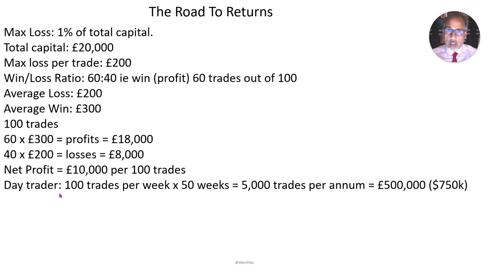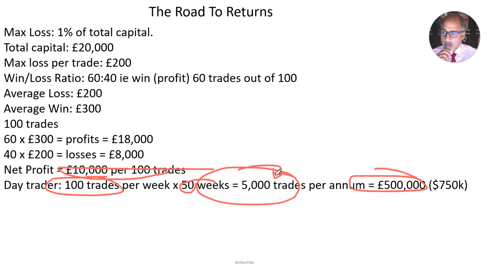So I said to Bill, I'm going to be a day trader because that was the thing 25 years ago. When did I first meet him? Almost 30 years ago. I'm going to be a day trader. I'll do 100 trades in a week. I'll take 2 weeks off to be on my private yacht. 50 weeks in the year, therefore. I'll do 5,000 trades per annum, which means I'll make £500,000. How do I get those numbers? 100 trades per week. You're making £10,000 per 100 trades, 50 weeks. Okay, that's 5,000 trades. 5,000 into that number, that gives you £500,000.